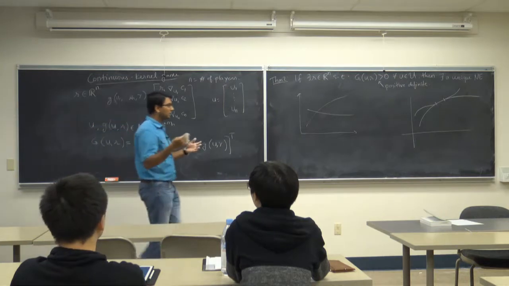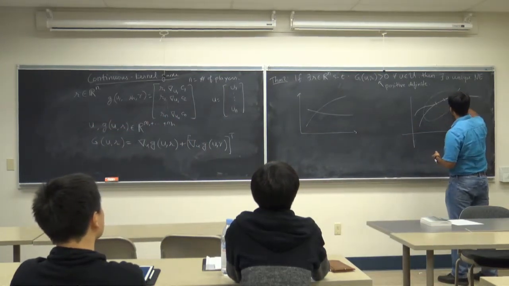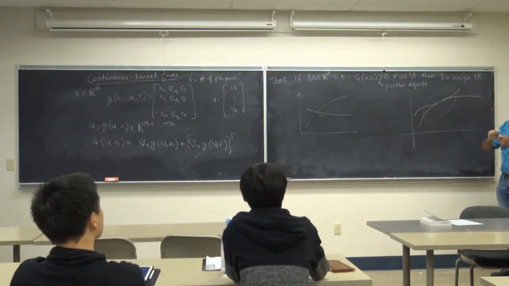Because the action sets are constrained, you have to agree on the Lagrange multipliers at every point of time. All players have to agree on the Lagrange multipliers.